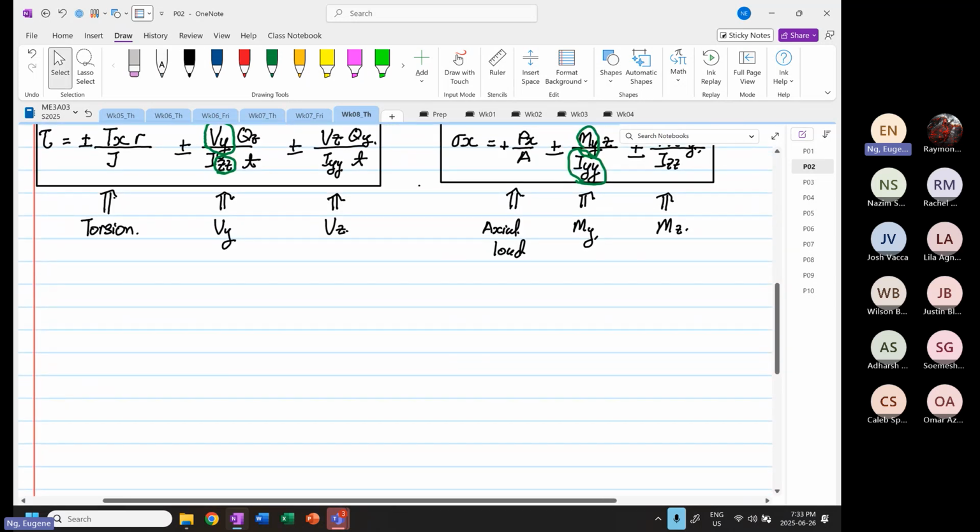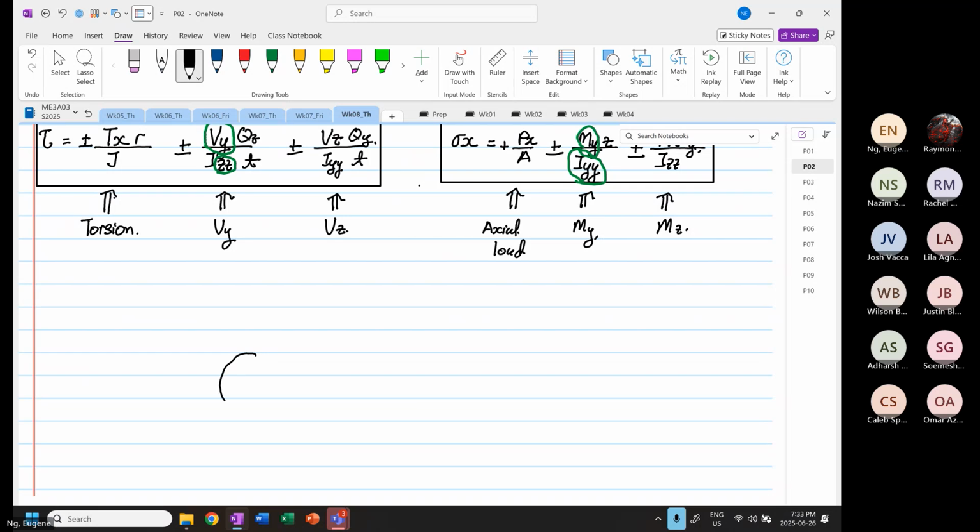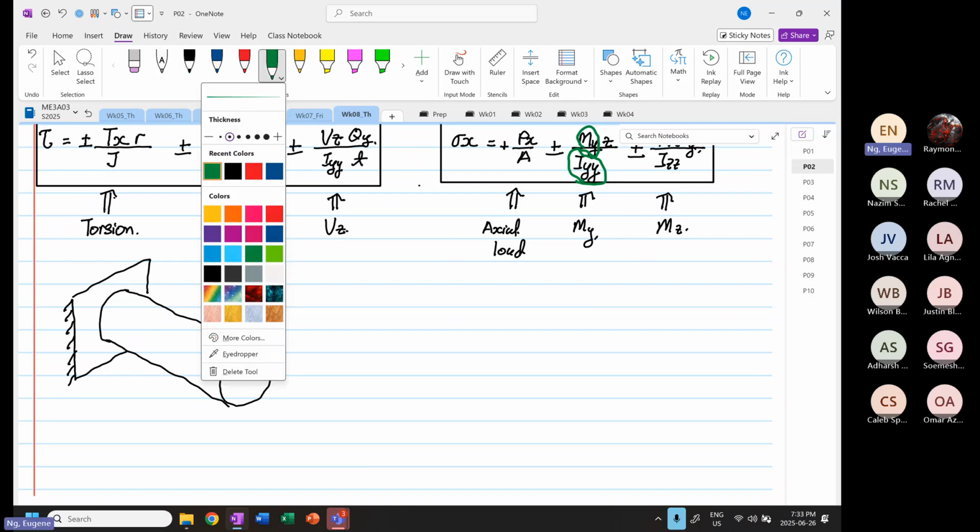Now, if we were to focus on our shear, okay, let's focus on our shear. Now we are going to have a tube. Okay, we're going to have a tube, and our tube is built in. Okay, and then this is our axis of interest. And then this is our tube. This is our axis.